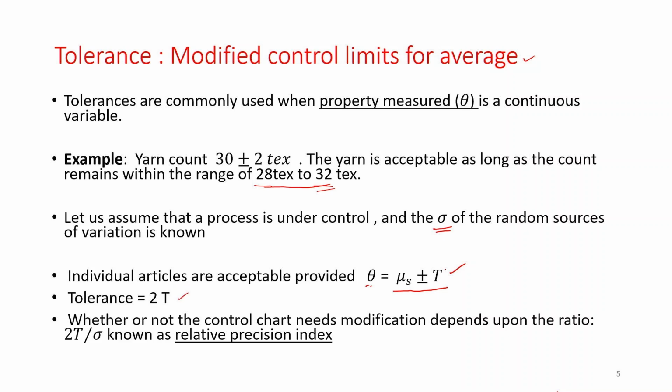Now whether or not the control chart needs modifications depends upon the ratio 2t by sigma, and this is known as the relative precision index. We will know more about it now.